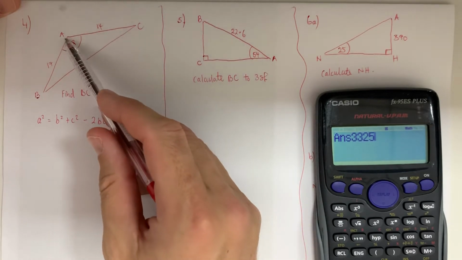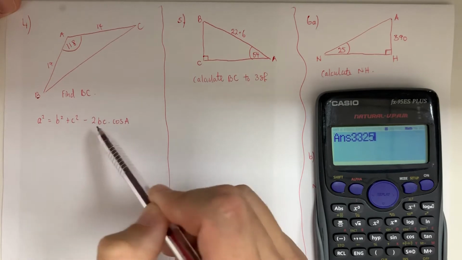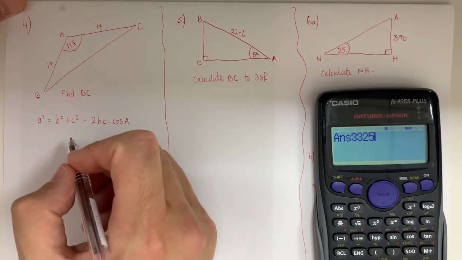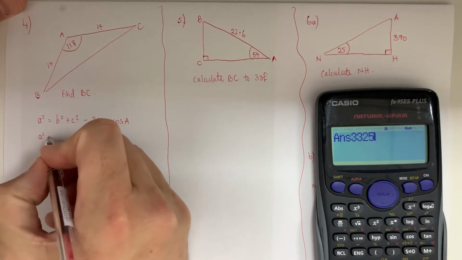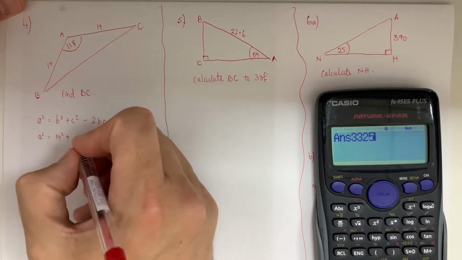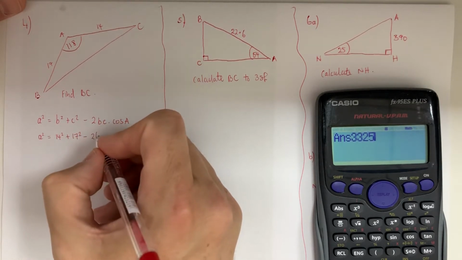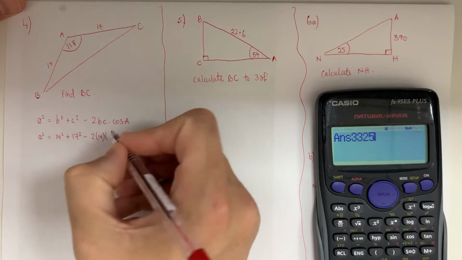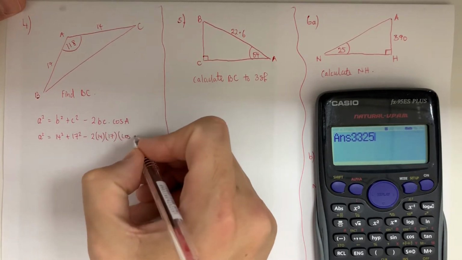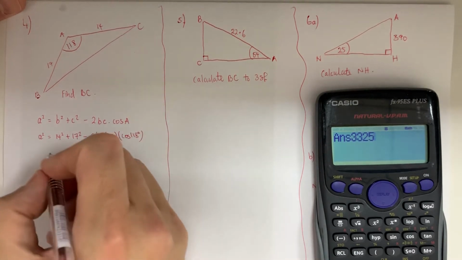Now, fortunately, A is the angle, so we can keep the exact same letters here. We don't need to play about with it. And we just substitute in our numbers. So a squared equals 14 squared plus 17 squared minus 2, and then I'm going to put these in brackets, which represents multiply, cos of the angle 118 degrees.